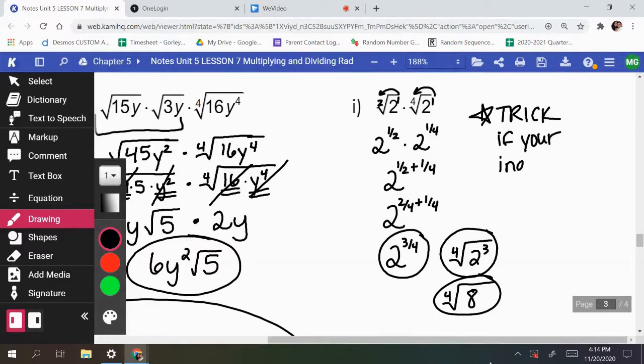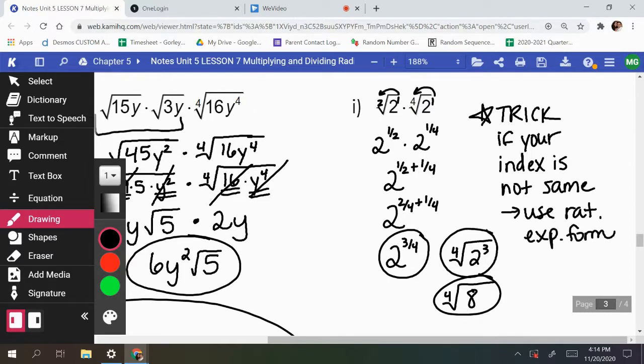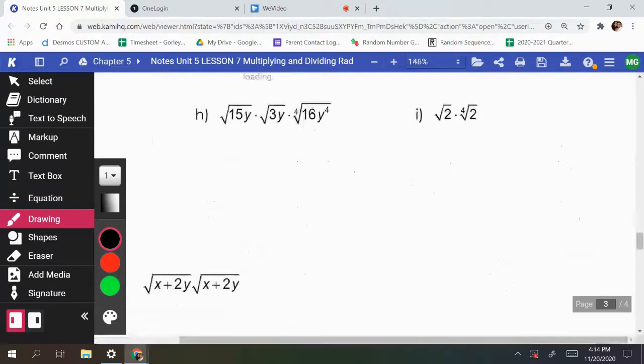Trick: if your index is not the same, you just use the rational exponent form. Convert it into rational exponent form. It's a nice workaround.